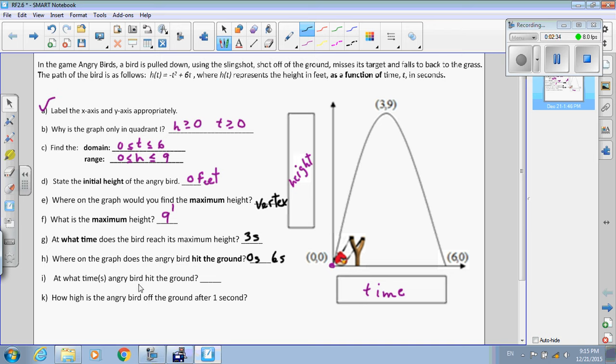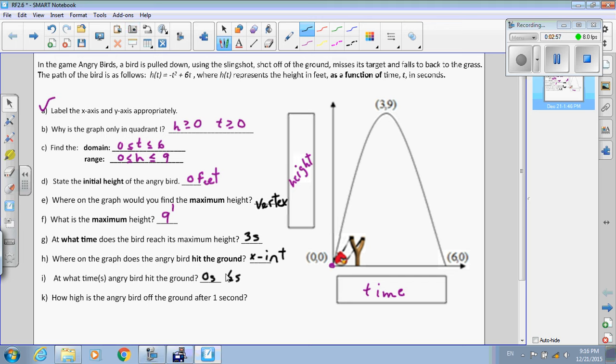At what time does the bird hit the ground? Again, I did the same thing. That's the answer for that, the times. And where on the graph will it hit the ground? It's at the x-intercepts. And finally, how high is the Angry Bird after 1 second?